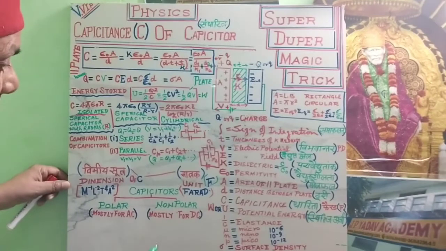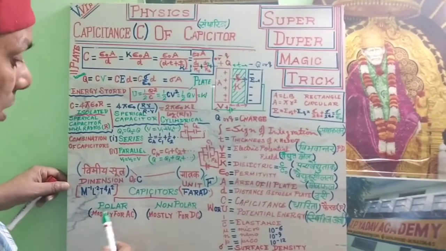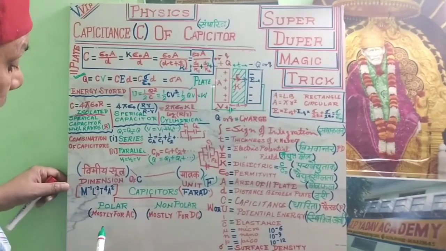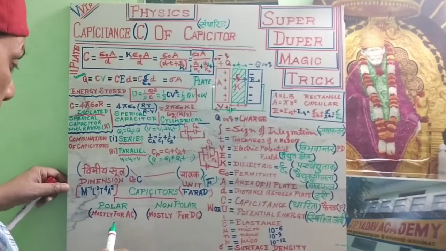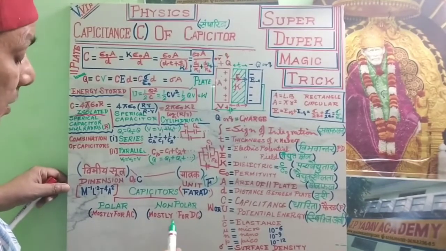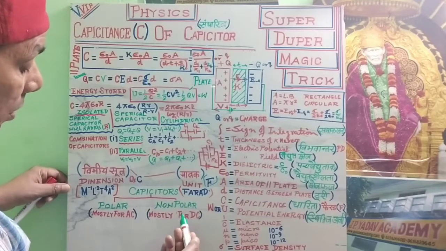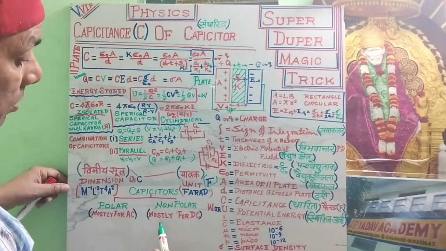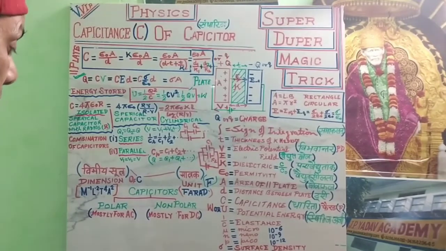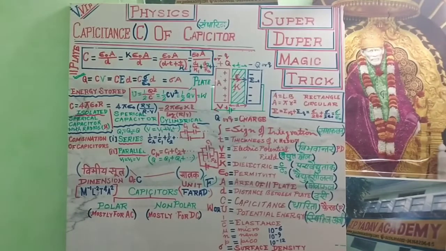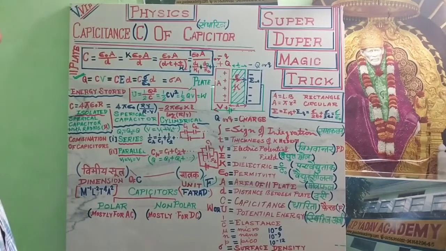Now capacitors are mainly of two types, polar and non-polar. Polar is mostly used for AC current, but non-polar condenser is mostly used for DC current. Okay, these are all the most important formulas of capacitors, very important for each and every examination.